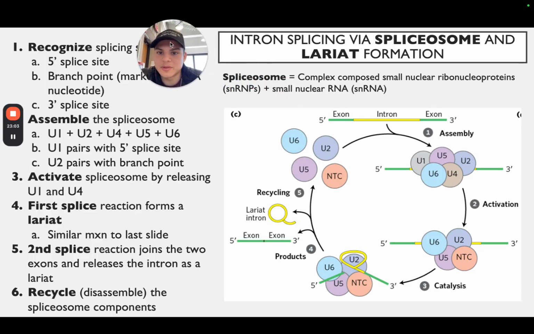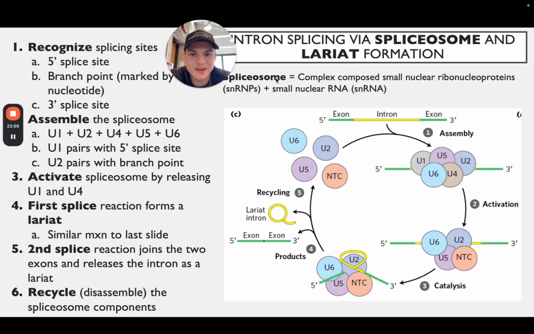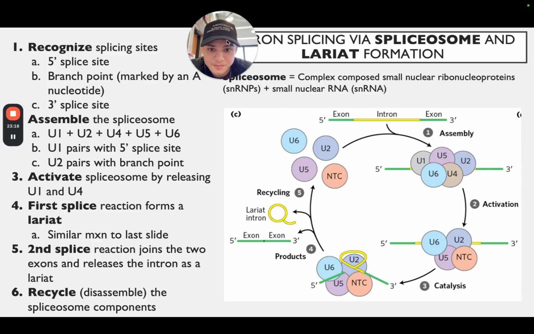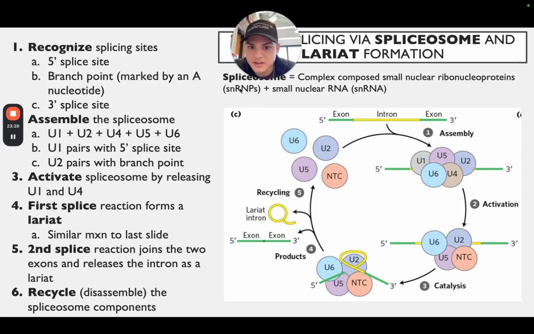I didn't even talk about what spliceosomes are. Spliceosomes are complexes composed of small nuclear ribonucleoproteins, snRNPs, plus small nuclear RNAs. You can just think of it as these U's on this diagram. But that's what spliceosomes are. They're a specific type of RNA.